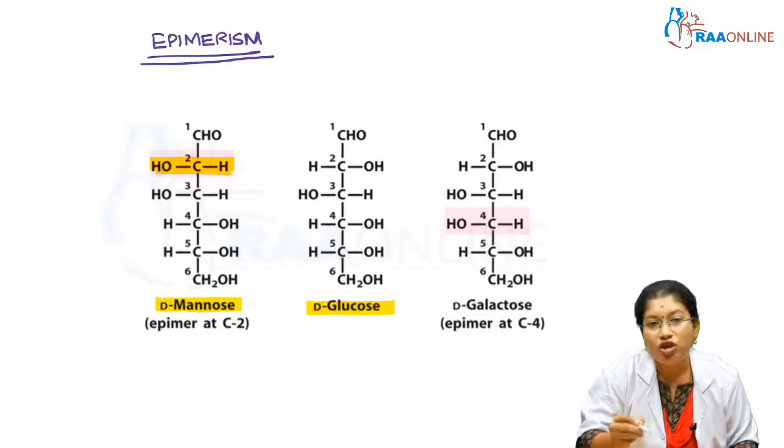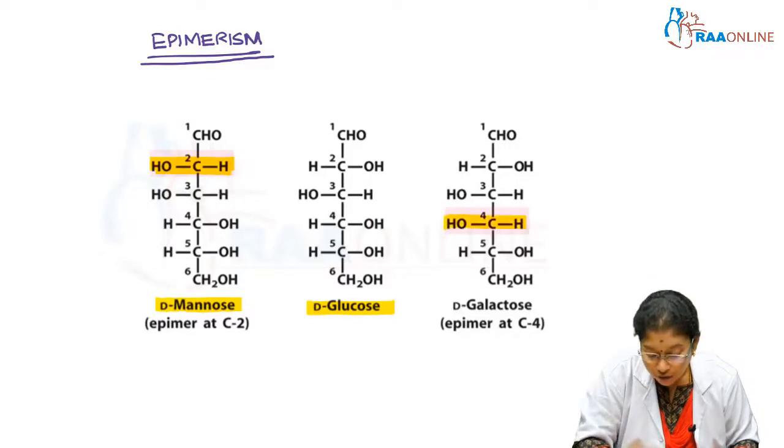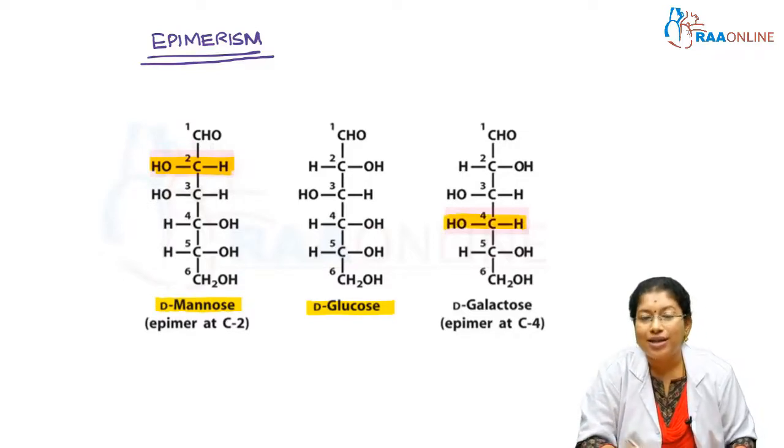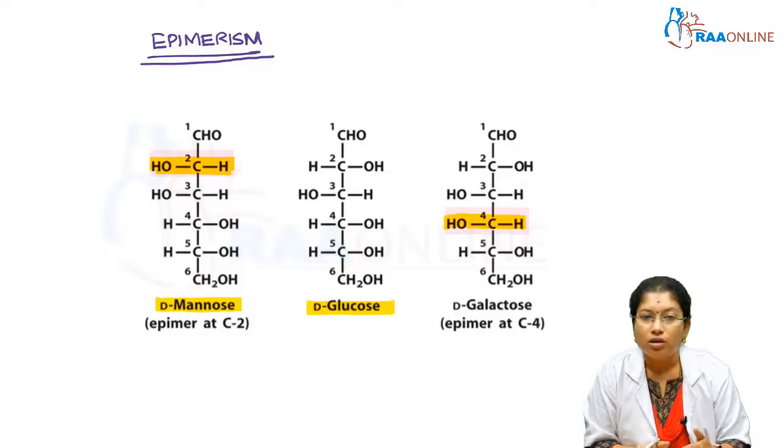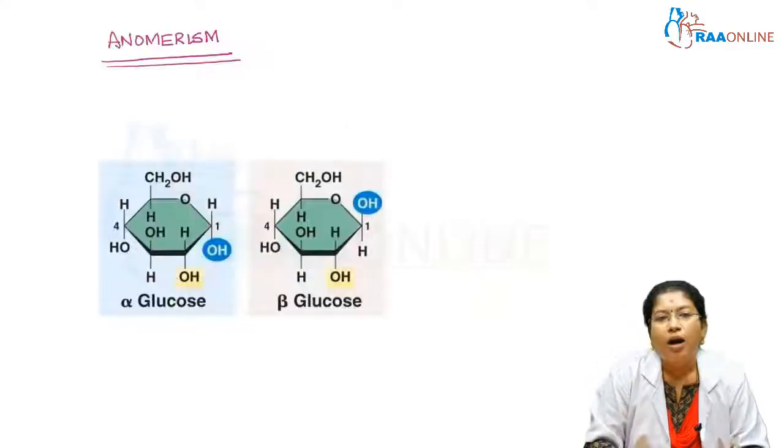If there is any change in the hydrogen and hydroxyl group position at the fourth carbon, we call it galactose. So it is the fourth epimer of glucose. This is called epimerism. Next we'll move on to anomerism.